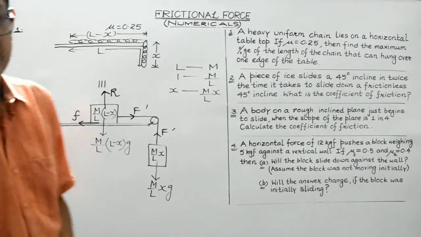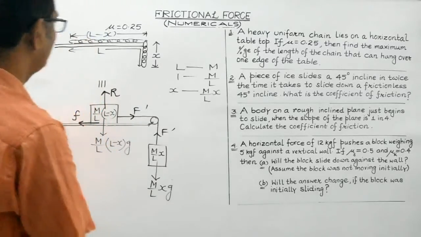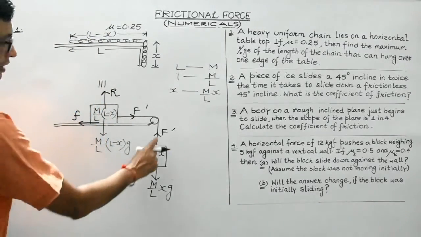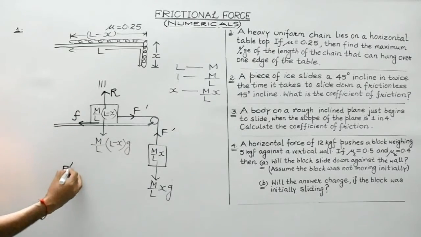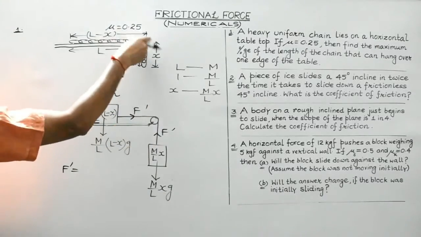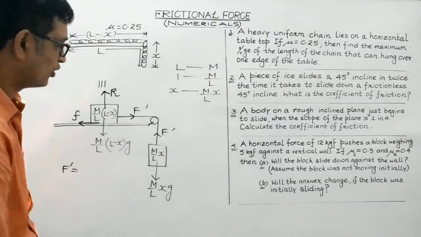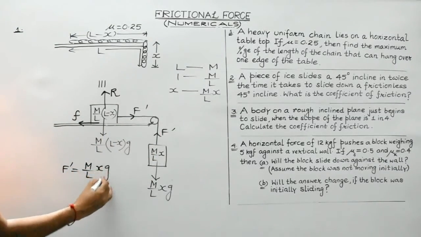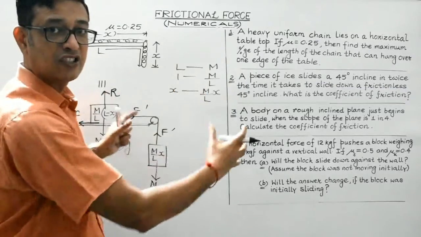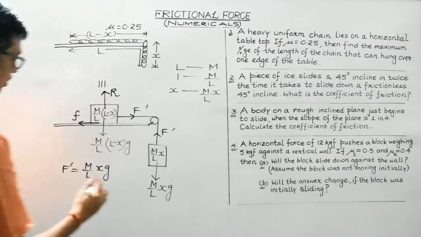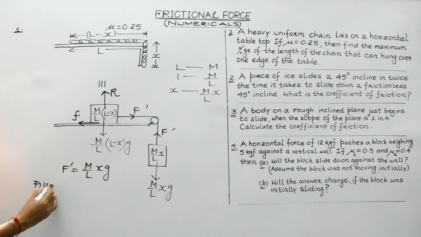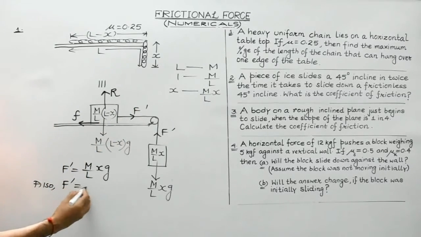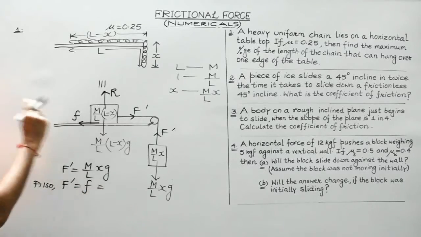Now let's construct the equation. For this body, F dash, which may be considered as tension, or in this case as the contact force, is (m/L)xg, since the system is at rest. Also, F dash must be equal to small f, the force of friction.